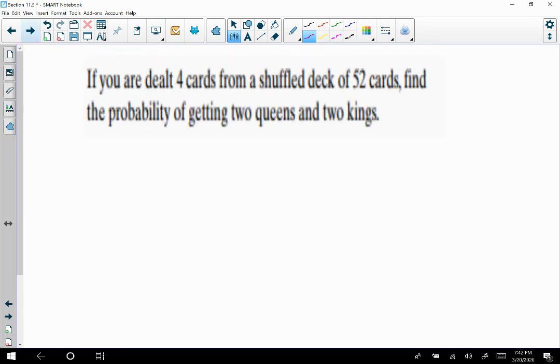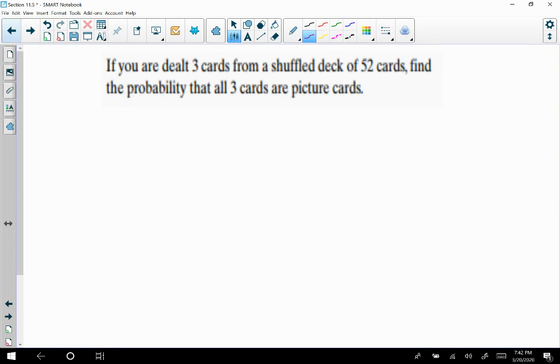Okay, last problem, because it's just like this. Again, if you are dealt 4 cards this time from a shuffled deck of 52 cards, find the probability of getting 2 queens and 2 kings. Okay, so those are the 2 situations. Both of them are the same type of situation. That's why I'm showing you both. So go ahead, try this one. Figure out, is this a fundamental counting principle, combination, permutation first, and then find the total and deal with the event. Same on this one. Go ahead, pause the video now, give them a shot.